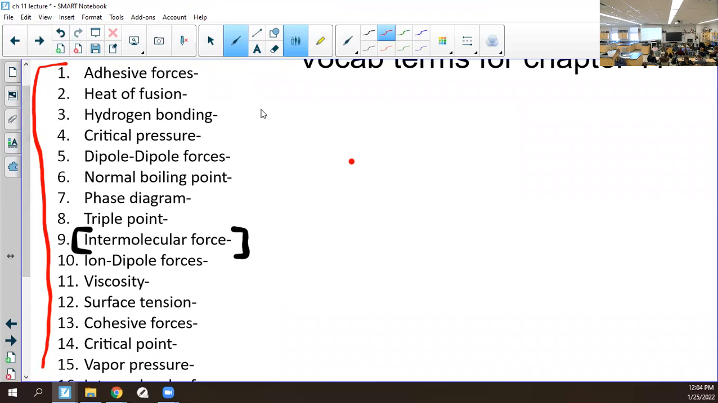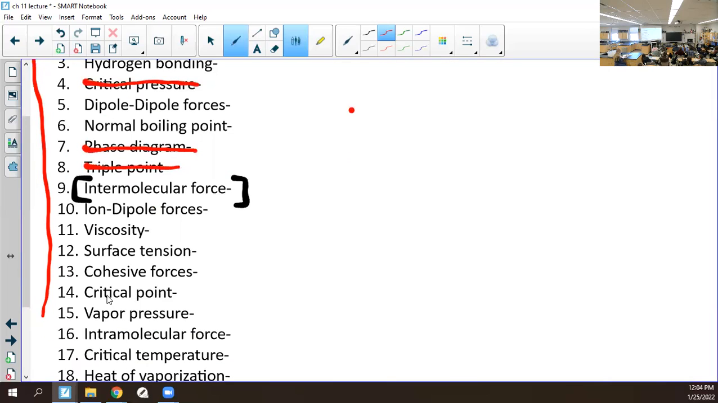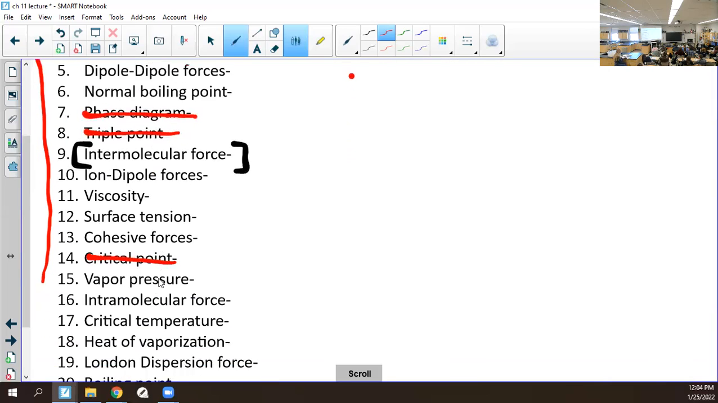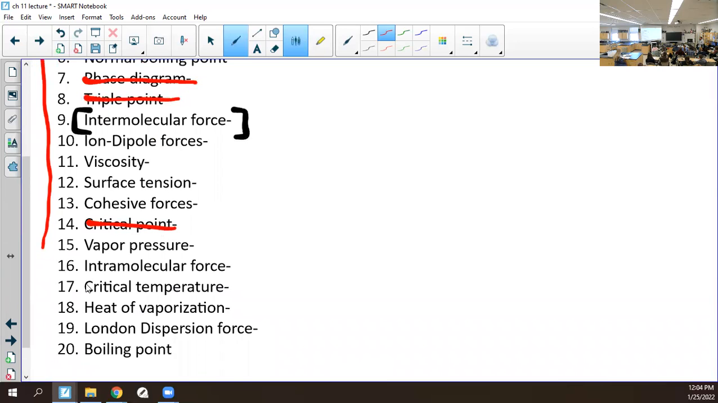Okay, we can get rid of critical pressure. The normal boiling point, you should know as a definition. It doesn't have to be on a chart. Normal boiling point is the boiling point of something at 1 atm. So you don't need to know this, and you don't need to know that. Okay, everything else you should know. I know it's gonna be a pain to change that, but we'll live.